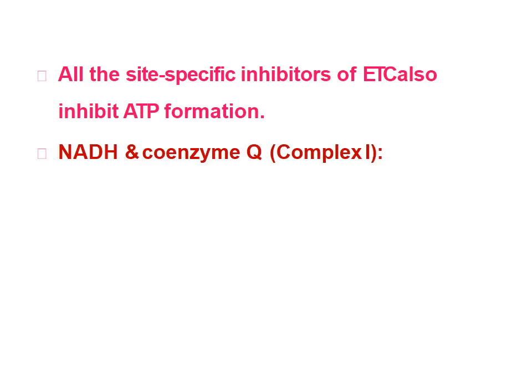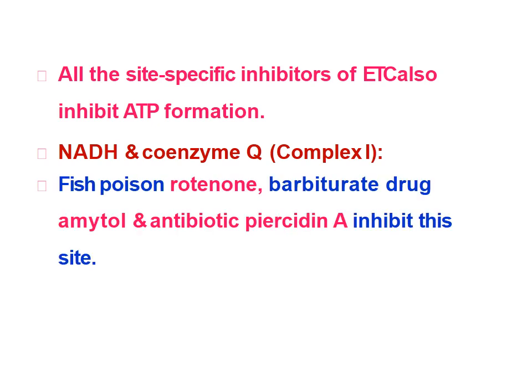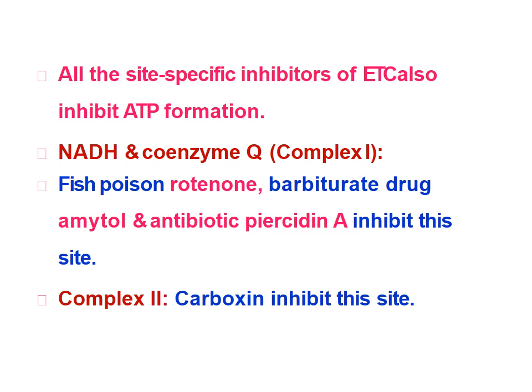We can see complex 1, NADH coenzyme Q reductase. It is inhibited by rotenone. What is rotenone? It is a fish poison. Then amytal, it is a barbiturate drug. Then the antibiotic piericidin A.